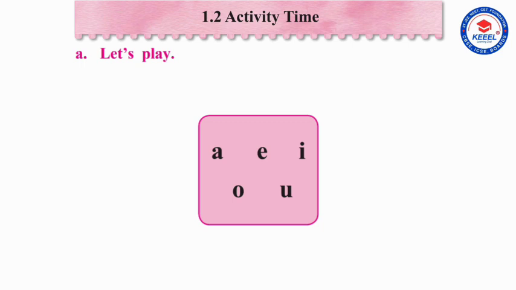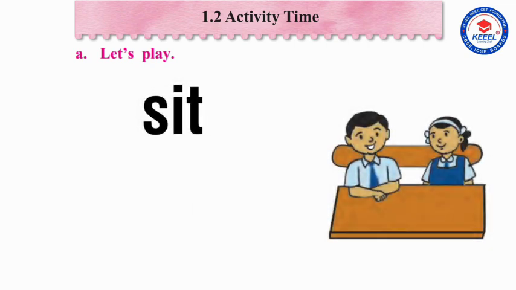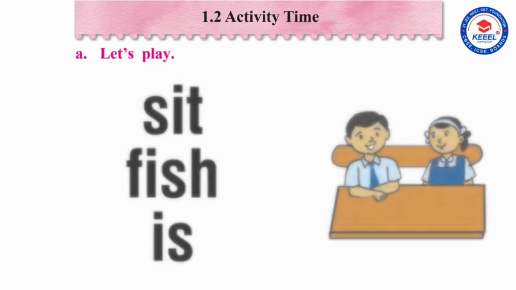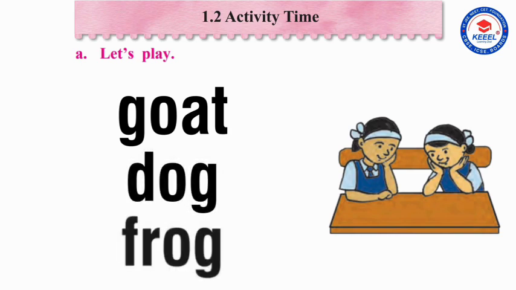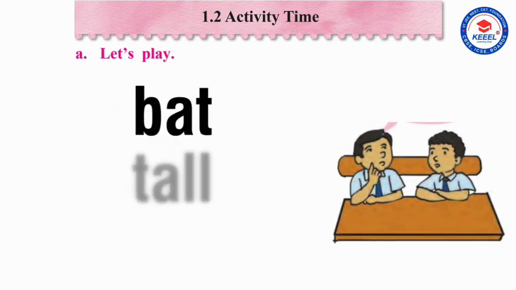7. Write as many words as you can which have both the letters you picked. Set, fish, is. Goat, dog, frog. Bat, tall, table.